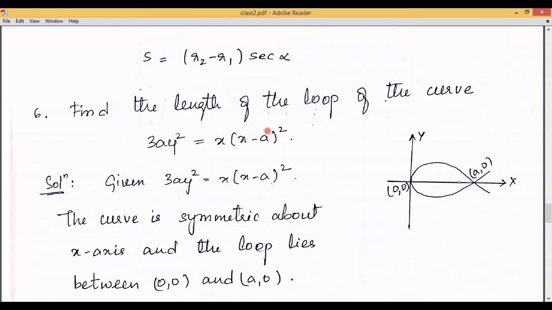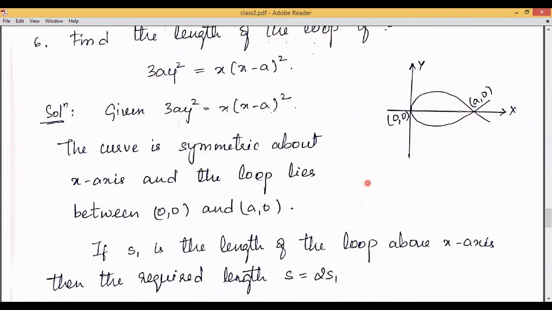Let's move on to the last problem. Find the length of the loop of the curve 3a y square is equal to x into (x minus a) whole square. This is the entire loop, and the loop lies between (0, 0) and (a, 0). Also, the upper loop is symmetric to the lower loop, so it is enough if you find the length of the upper loop. Then you can multiply that by 2 and write the entire length of the loop.